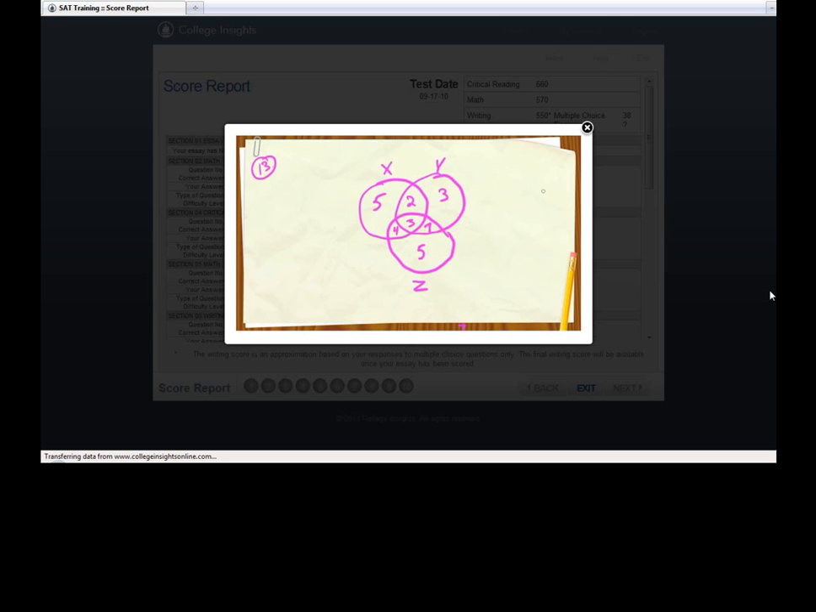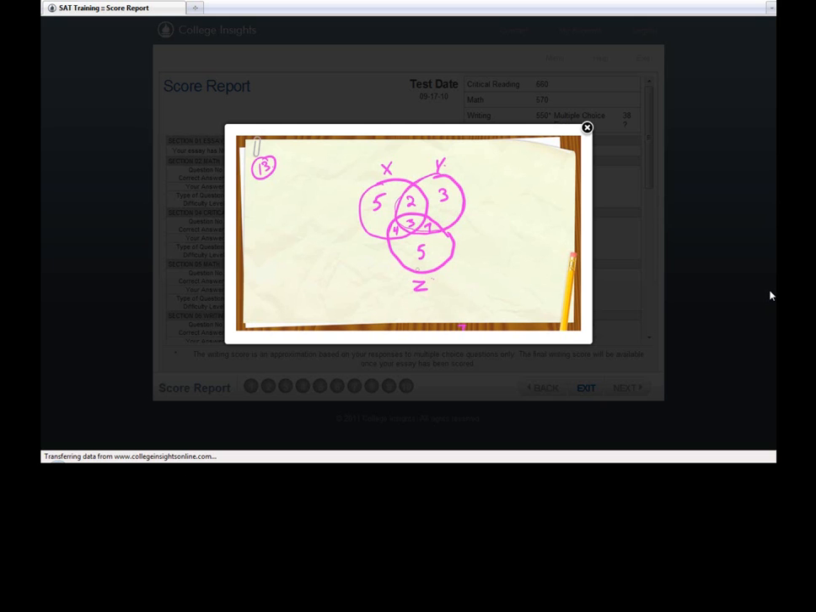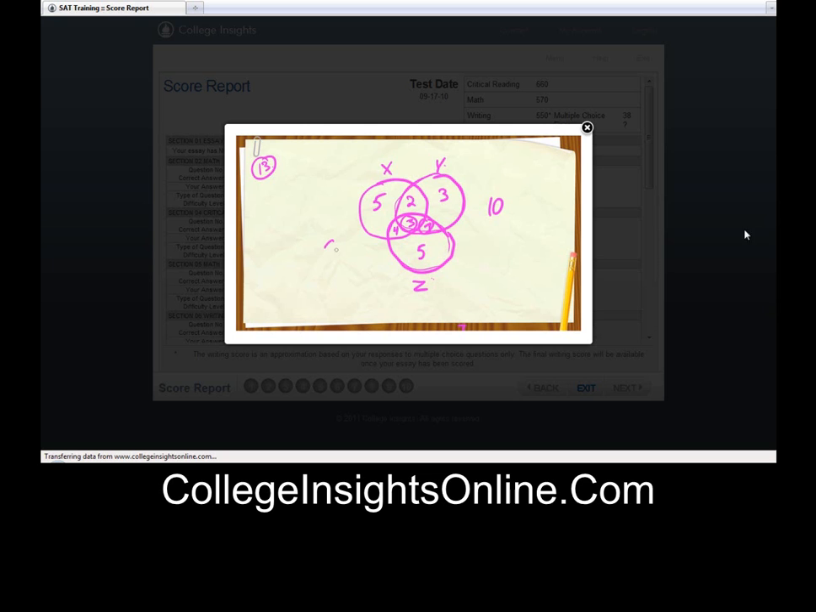We need to find out how many elements are in the intersection of sets Y and Z. And if we look at Y, it's right here, and Z is right here, and the 2 which are in both Y and Z are 3 and 7, and that gives us a total of 10 elements, and that is answer choice C.